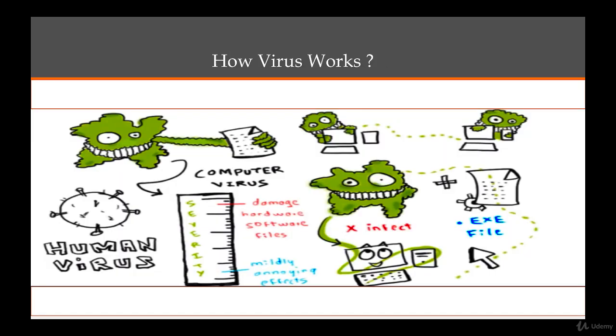So how does a virus work? A computer virus attaches itself to a program or file, enabling it to spread from one computer to another, leaving infection as it travels. A virus cannot spread without human action. Almost all viruses are attached to executable files.